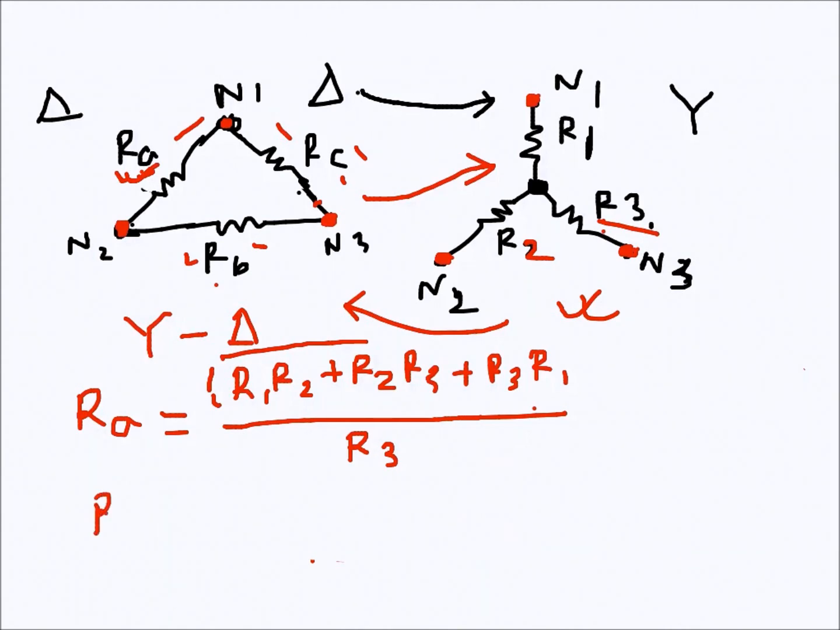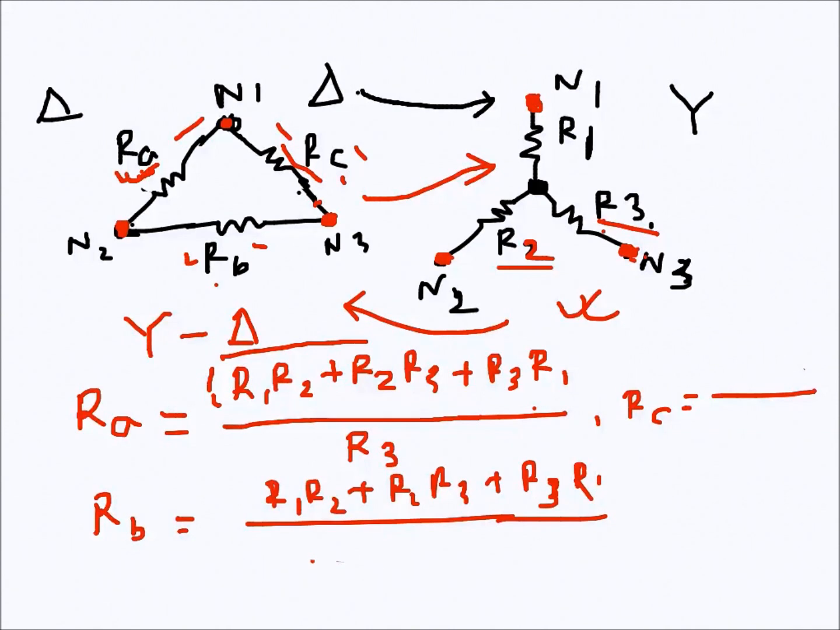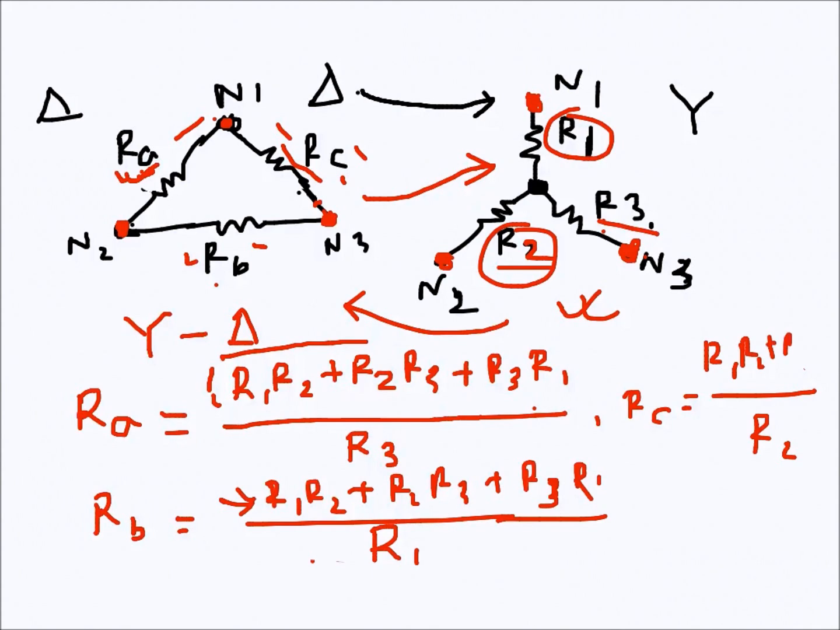Similarly, RB, which is connected between N2 and N3, so the opposite one is R1. So it will be R1 here, and the same numerator on top. Similarly RC, which is connected between N3 and N1, so opposite is R2. So it will be R2 here, and here is the same thing, R1 R2 plus R2 R3 plus R3 R1. That's how it goes.